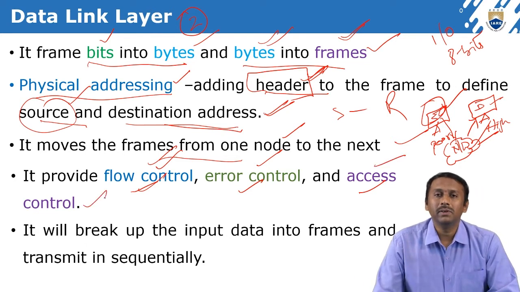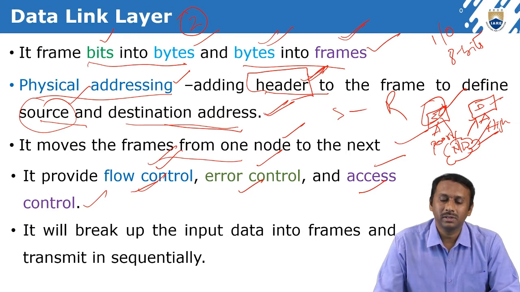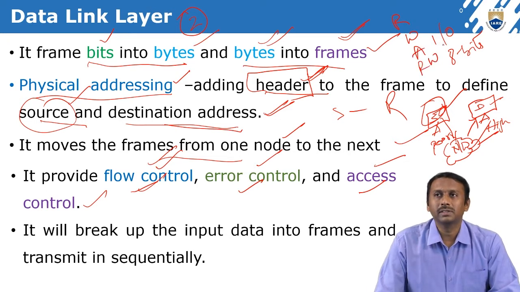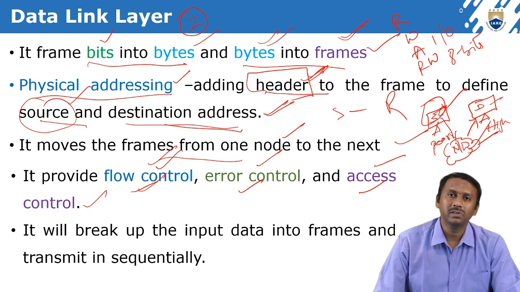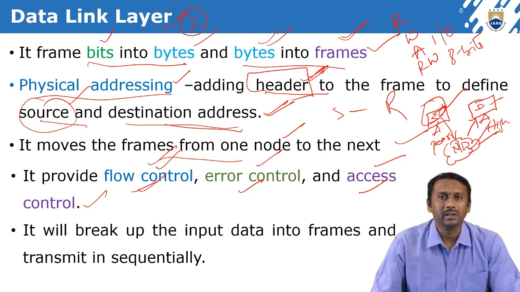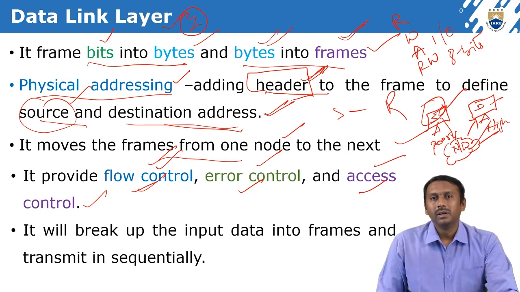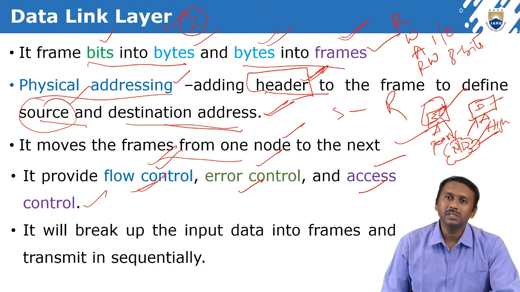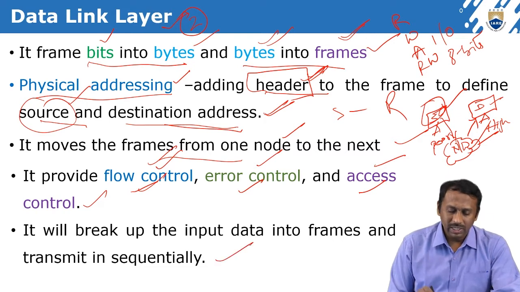We have a set of access controls, whether it is read access permission, write access permission, append, read, write. Like this we have different access permissions, and these access permissions are also given by this data link layer. And it will break up the input data into frames and transmit them sequentially.